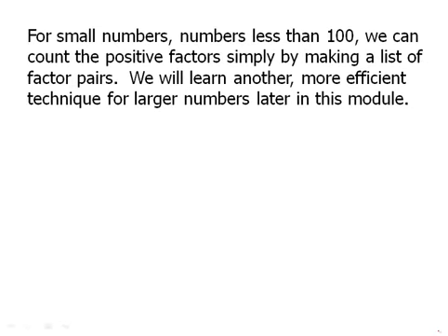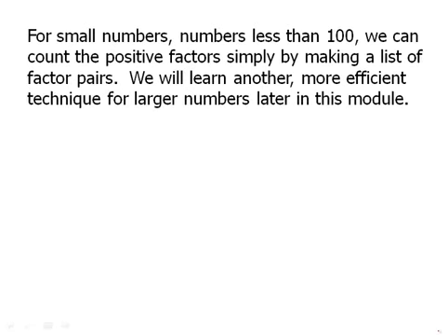For small numbers, numbers less than 100, we can count the positive factors simply by making a list of factor pairs. We will learn another more efficient technique for larger numbers later in this module. So for example, the test could give you a number like 12,600 and ask you how many factors this has, and it would take far too much time to list all those factors. It would take like 10 minutes to make a factor list. You wouldn't have time to do it on the test.